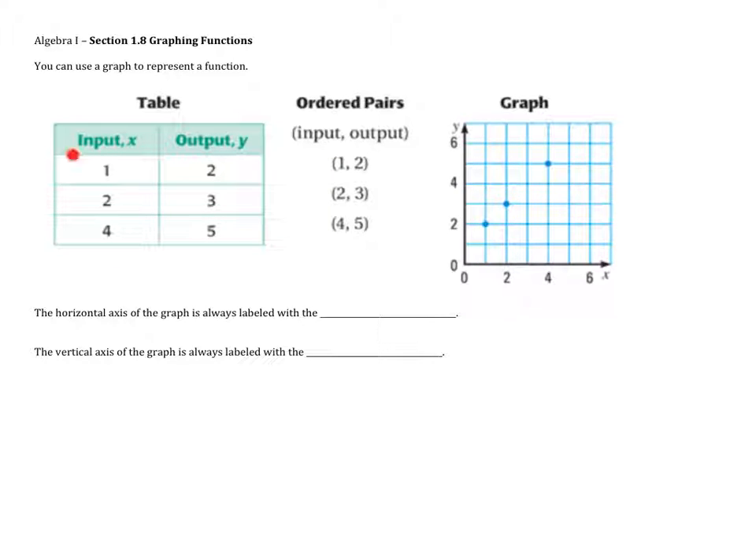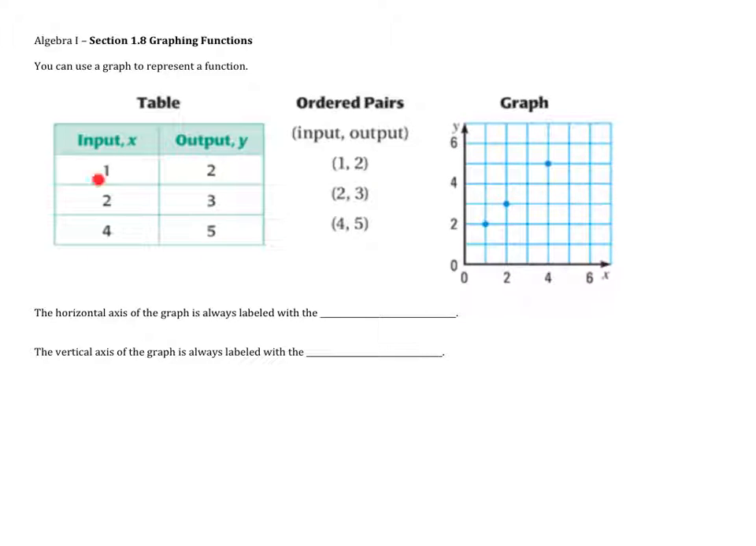So in the first column, we have the input. In the second column, we have the output. Now remember, the input represents your independent variable, which we typically represent with the letter X. And the output represents your dependent variable, which we typically represent with Y. So if we look at this, if the input is 1, the output is 2, the input is 2, the output is 3, and if the input is 4, the output is 5.